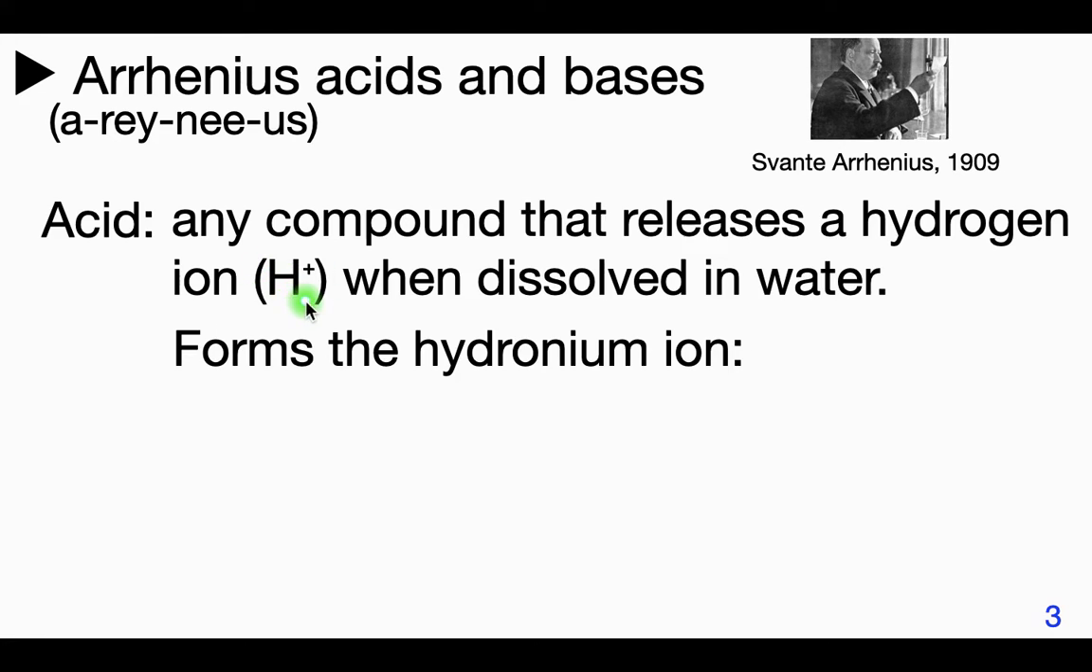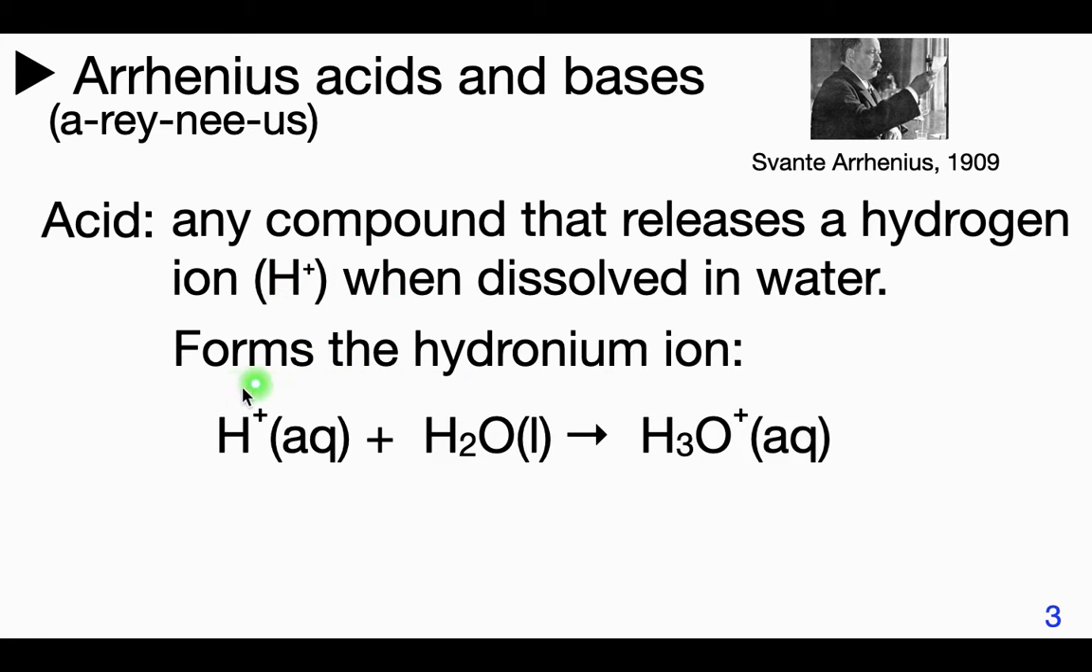When a hydrogen ion dissolves in water, it forms the hydronium ion. So the hydrogen ion immediately bonds with the water molecule. It's a coordinate covalent bond where hydrogen doesn't have any electrons, and so it forms a coordinate covalent bond with the oxygen atom to form the hydronium ion. So this is the hydronium ion.